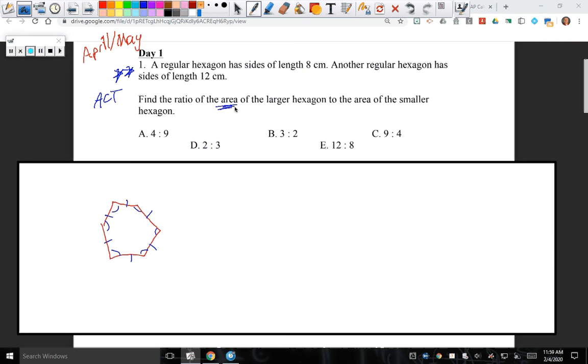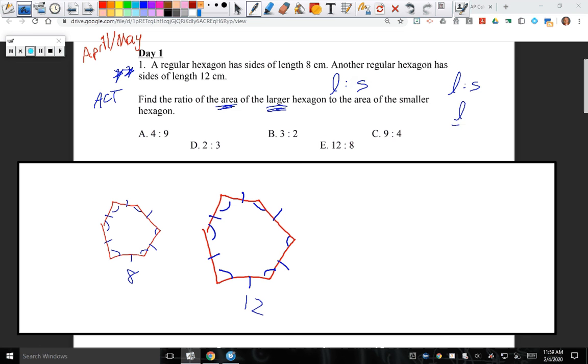Okay? So I have one where the sides are 8. And I have another one which could be a bigger replica. It's basically a carbon copy, but it's bigger, where the sides are 12. And we want to know what is the ratio of the area of the larger to the smaller. So larger to the smaller is the same as larger to the smaller. Okay? So here we go.